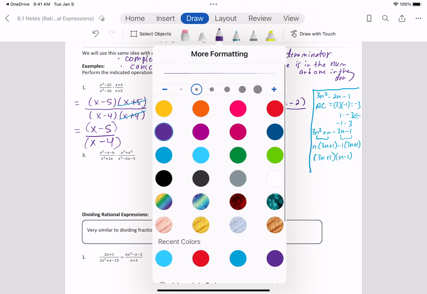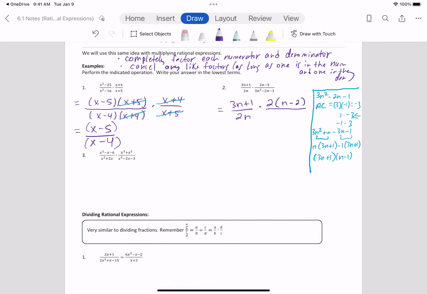And now we can put that factorization back into the problem. We have 3n plus 1 times n minus 1. And then we can start looking for any common factors that we can cancel. And this time I have a 3n plus 1 and a 3n plus 1. And then we can also cancel the 2's.